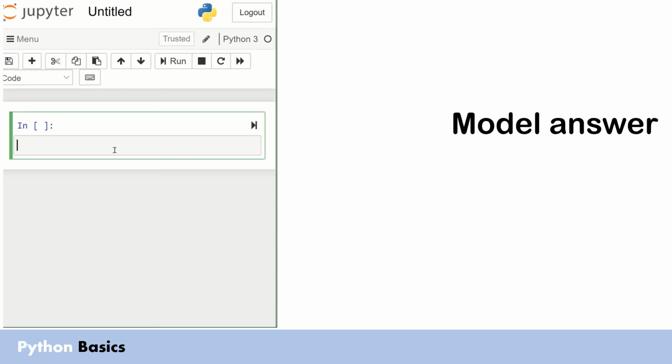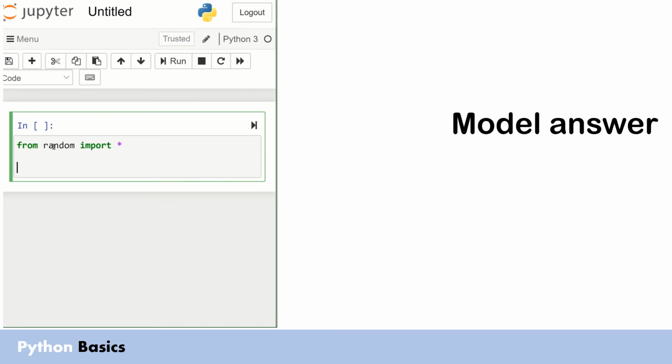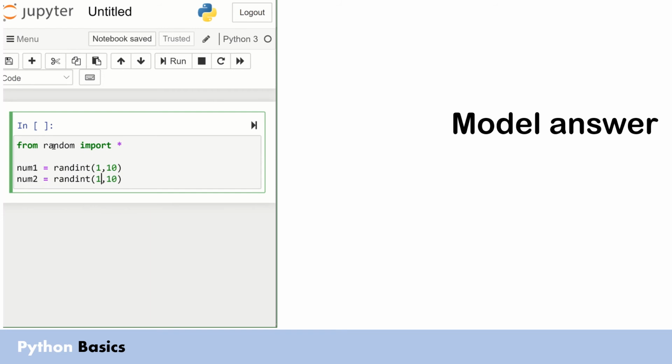Okay, so let's work through this problem. The first thing we need to do is to pick two random numbers, and those random numbers are going to output as a sum. So from random import star, and then we're going to have num1 equals randint 1, 10 maybe, and then I'm going to do the same for num2.